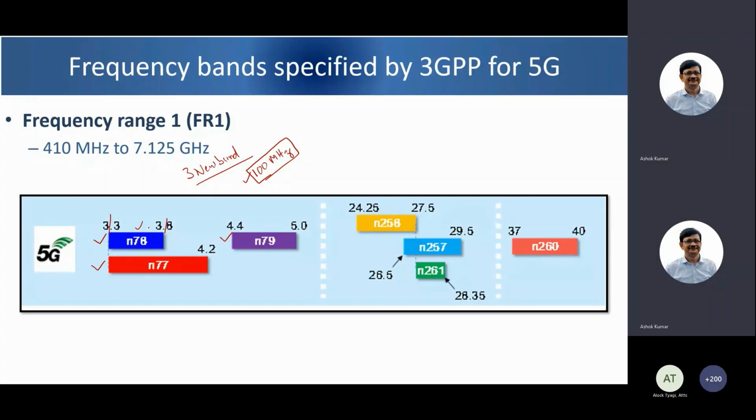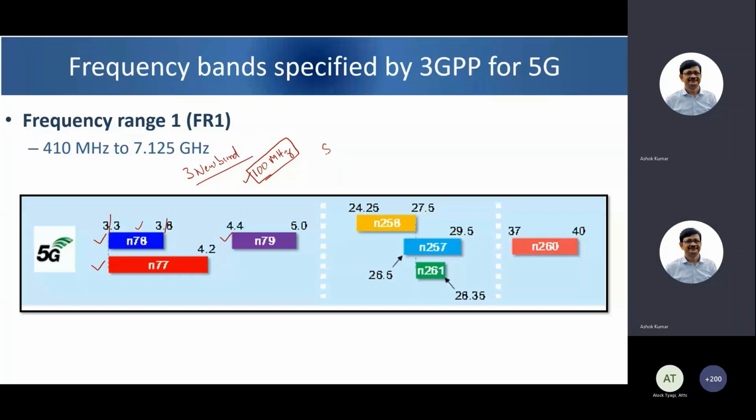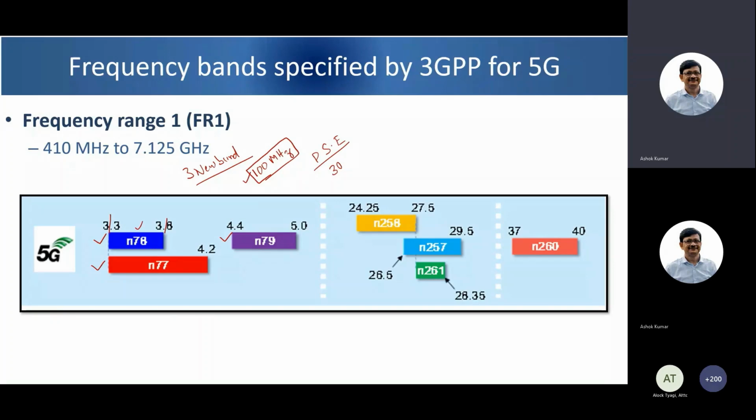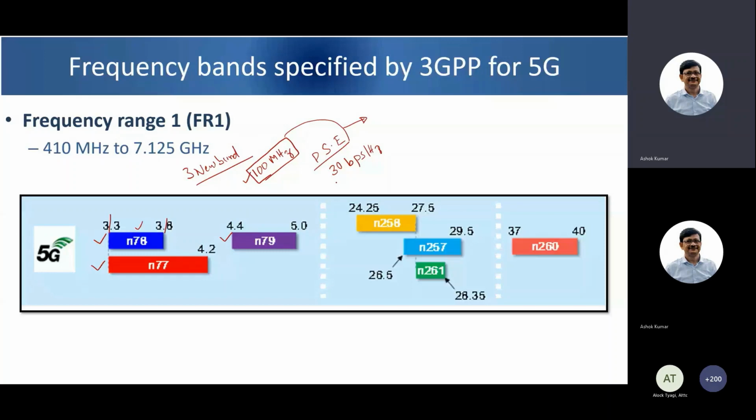deployed. So let me ask one more question of all of you. If you recall, the spectral efficiency of 5G was 30 bits per second per hertz, and you have 100.